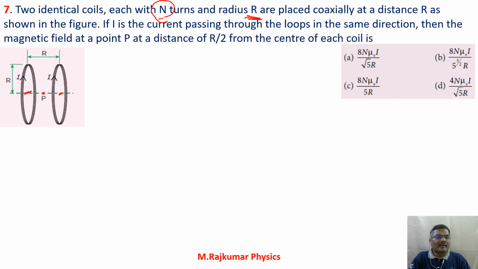If I is the current flowing through both the coils, through these loops in the same direction, then what is the magnetic field at the point P? They are asking to find the magnetic field at this point, which is exactly at the middle of these two coils. That means this distance is r by 2, which is given in the problem itself: the distance of r by 2 from the center of each coil.